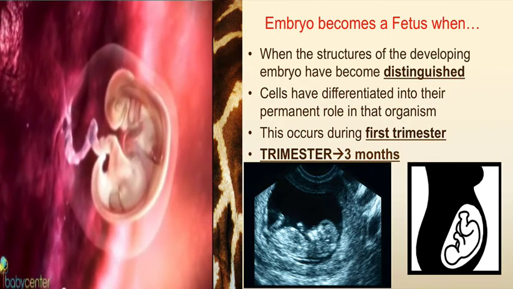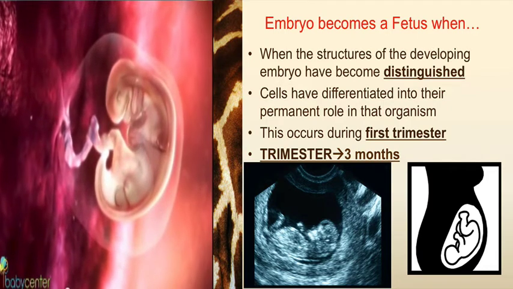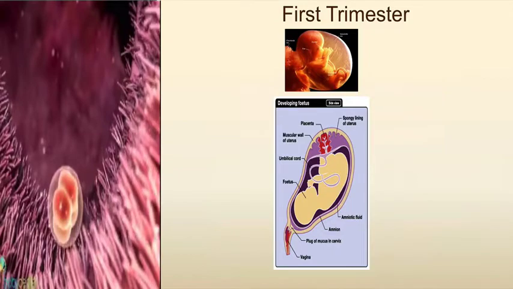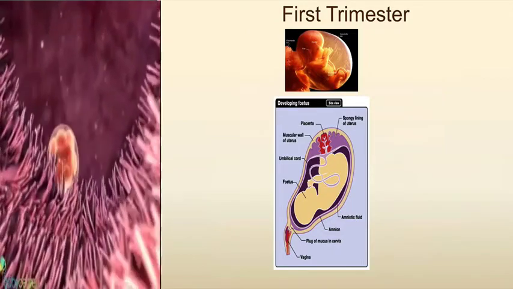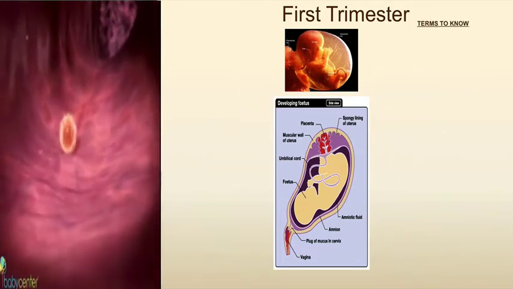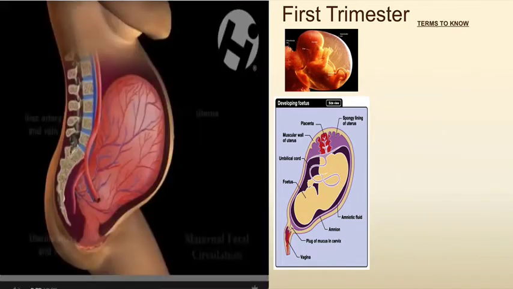Now, you're going to hear me using the word trimester a lot, and what trimester refers to is a 3-month period. There are 3 trimesters in human pregnancy, and we're going to be looking at each one and the major events that occur in each one. The first trimester will go from day 1 till about week 12. Before we dive into what we need to know, we need to go over some terminology.